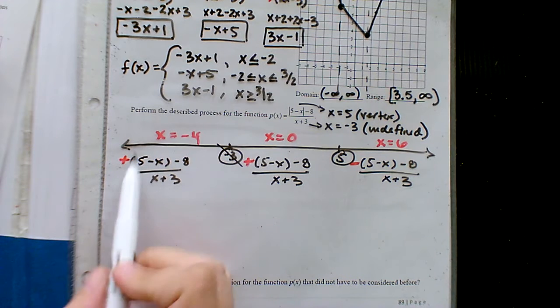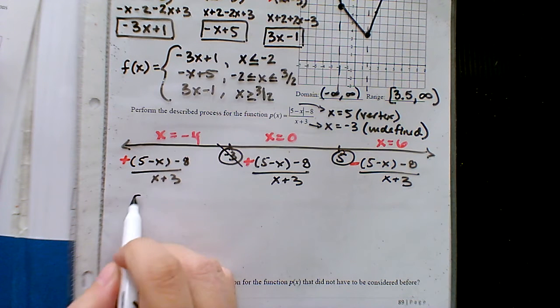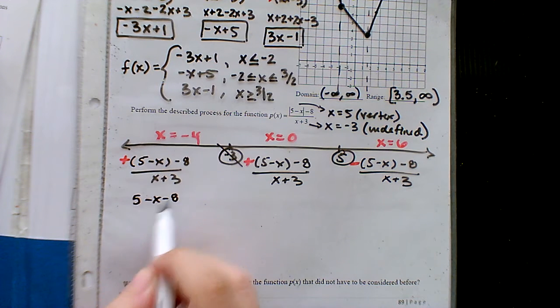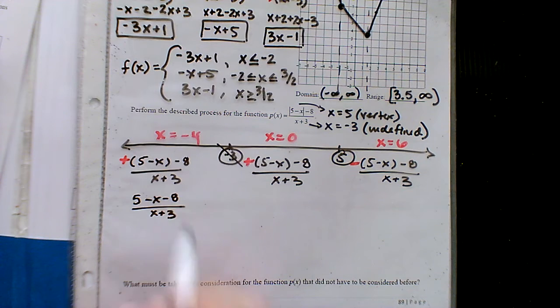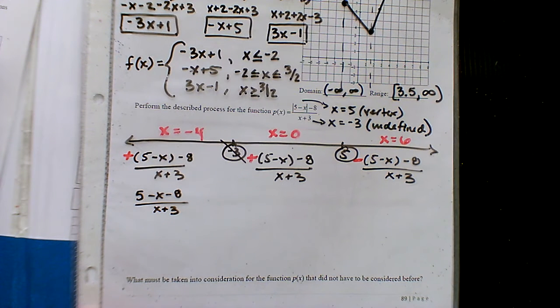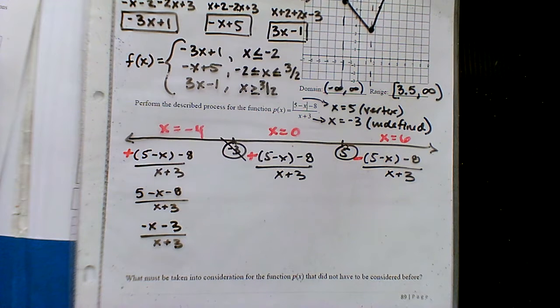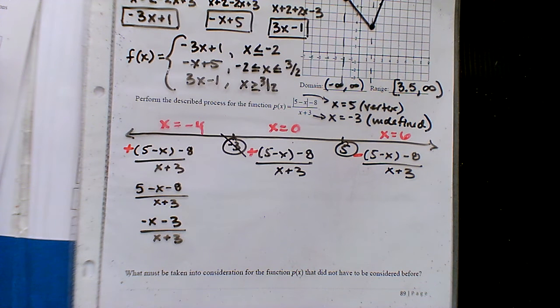Our first equation here, if we distribute in a positive, nothing's going to change. And if we combine some like terms up top, we'll get -x minus 3. So far we have -x minus 3 over x plus 3. Are we done? Can we keep going? Can we simplify it further?